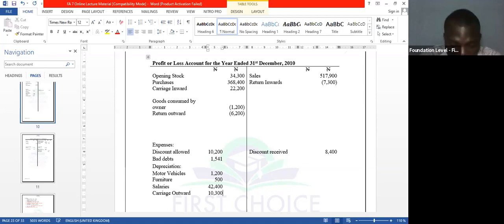Then later on, we move to our printing and stationaries. Is there any additional information on that? So we look at the additional information. There's no additional information on that, if I'm correct. So we'll type it here, printing and stationaries. So what do we have on printing and stationaries? That's 3,600.